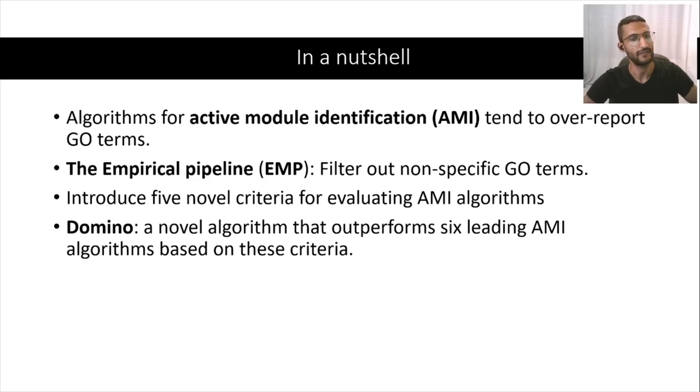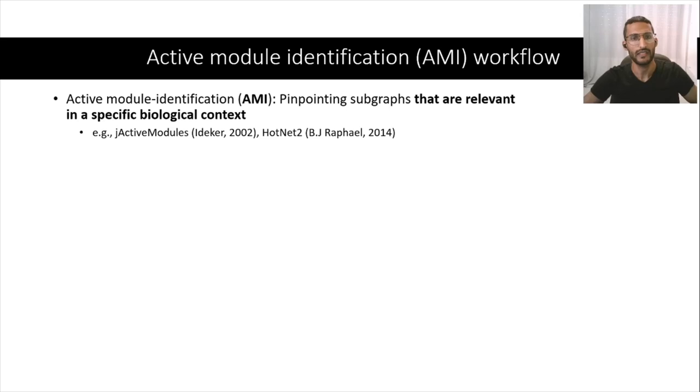So let's start by defining what AMI algorithms are. You can think about AMI algorithms as a subcategory of the general module identification task, where we identify, quote-unquote, interesting subgraphs in the biological network. In active module identification, or AMI for short, we pinpoint these subgraphs by assigning activity scores to the nodes of the graph. These activity scores are relevant to a specific biological context.